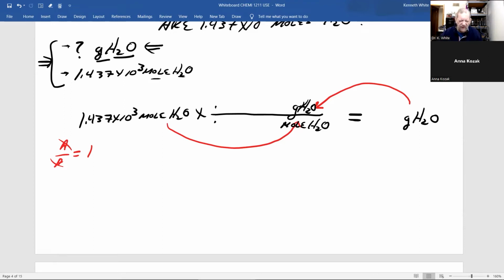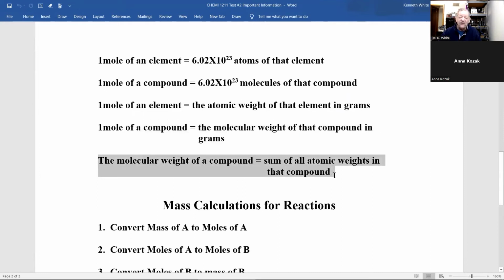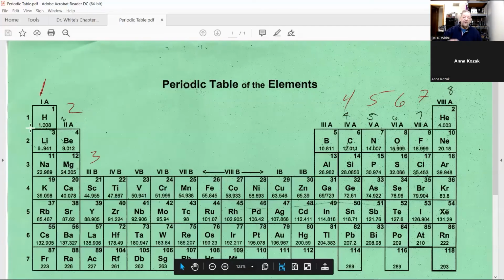Where do I get these numbers? Where do I find a relationship between moles of a compound, water, and grams of the compound? If you look at important information, test number 1, 1 mole of a compound equals the molecular weight of that compound. Where do we get the molecular weight? The molecular weight of the compound is equal to the sum of all atomic weights. I've got to find the atomic weights since we're dealing with water: hydrogen and oxygen. Where do you get those? From your periodic table. Remember, use 3 significant figures for all atomic weights.